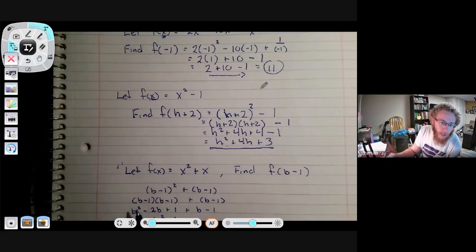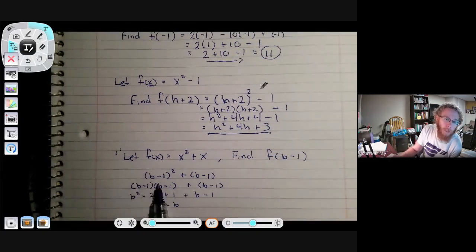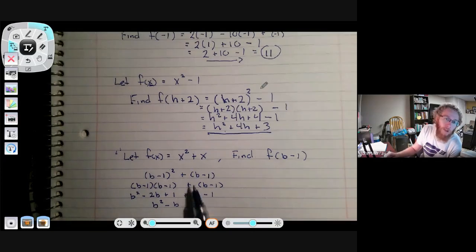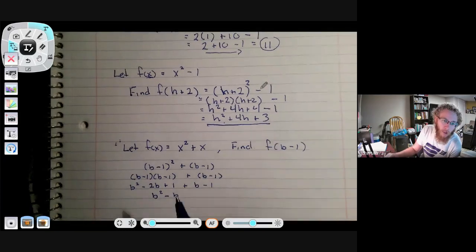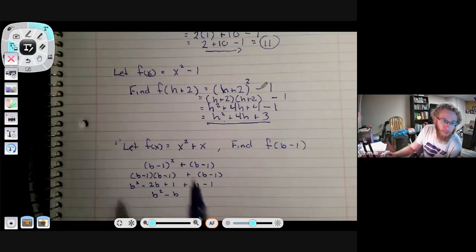Once you get comfortable with this stuff, I don't need to see every step. But I want you guys to try to write it out so it's easier to go back and see your mistakes. So b times b is b squared. Then you have a negative b and a negative b. That gets you negative 2b. Negative 1 times negative 1 is positive 1. We dropped the parentheses because we foiled. Here, all I did was drop the parentheses. And then all we do is combine like terms.